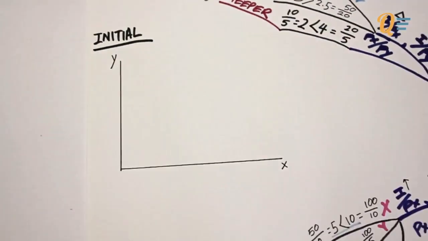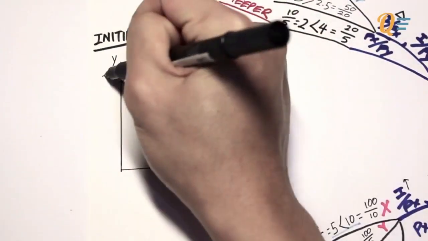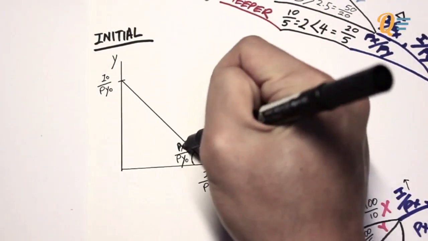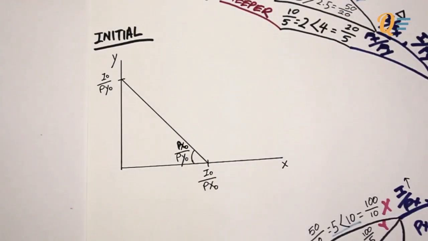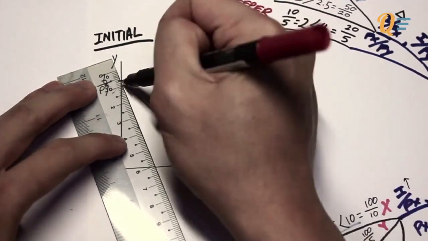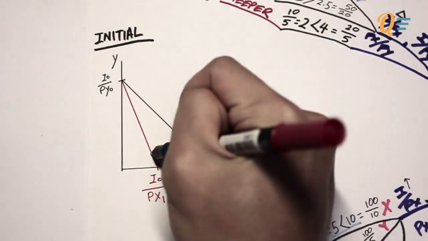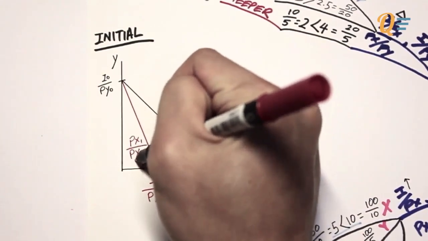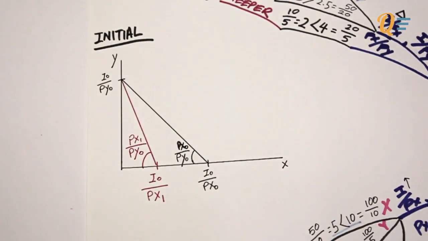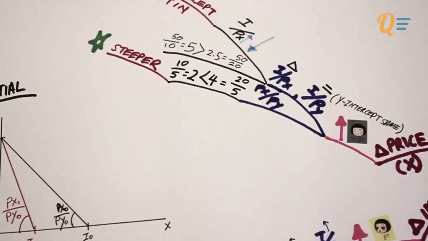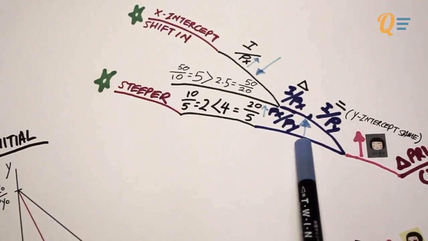Very quickly, let me draw my initial scenario first. So I know that I'm going to have a smaller real income of X, so therefore the X-intercept is going to shift inwards, and I'm going to have a steeper budget constraint. Therefore, this is what I get. Take note of the notations. I've changed px0 into px1 to illustrate an increase in the price of X.